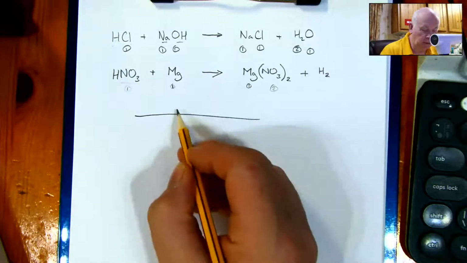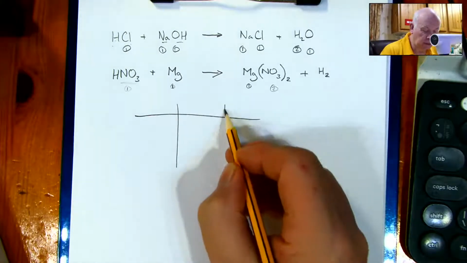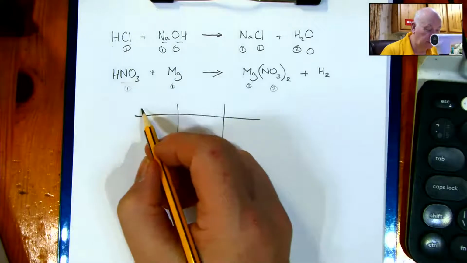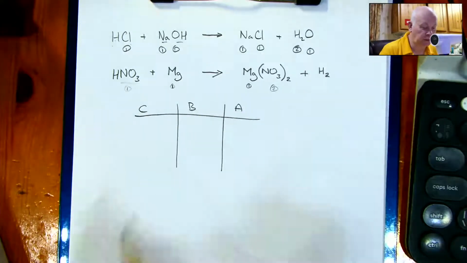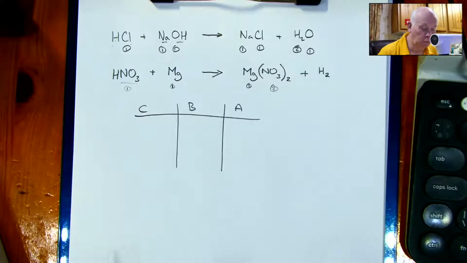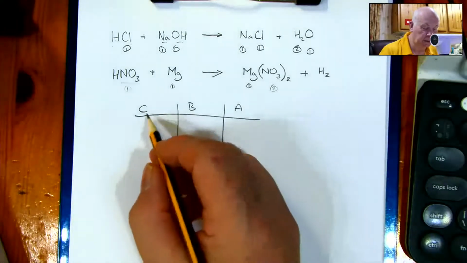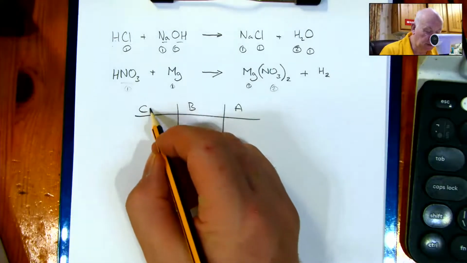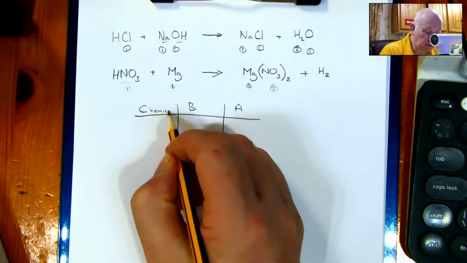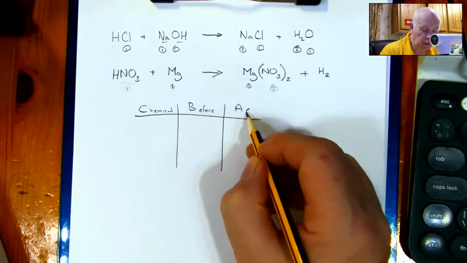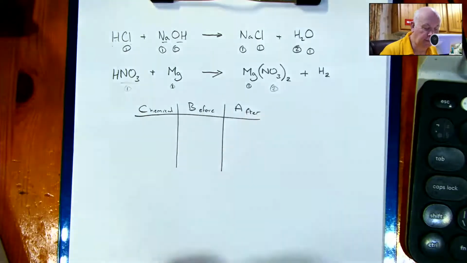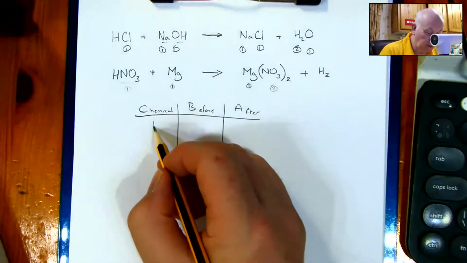And what I'm going to ask you to do is remember something: CBA. We can all remember that really quite nicely. So C stands for the chemical, B is the before, and the A is the after. So let's write down our chemicals. We've got hydrogen.